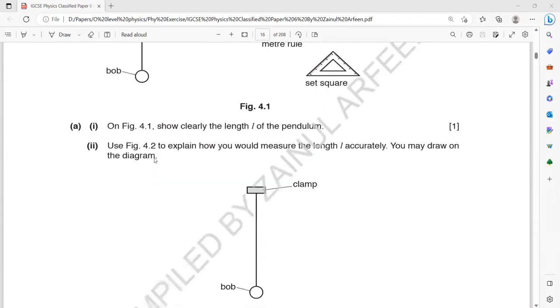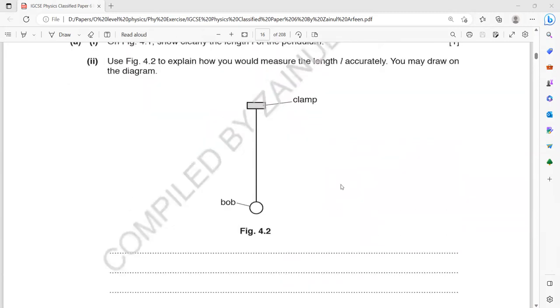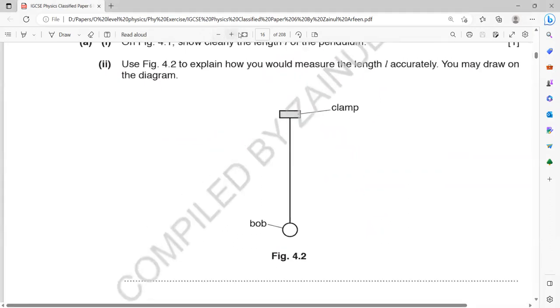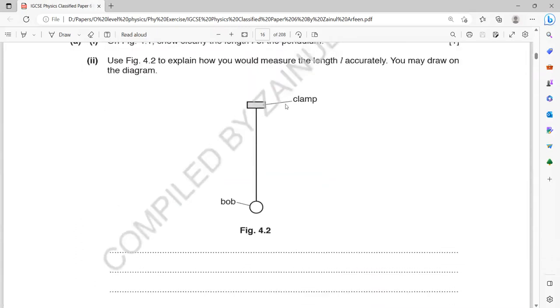Then use figure 4.2 to explain how you could determine the length as accurately as possible, and you may draw a diagram. For reference, they provide a set square and a meter rule. So what you can do, you should place a meter rule next to or close to the pendulum. And there will be a set square to measure its length as accurately as possible. So the points you can mention: place a meter rule close.